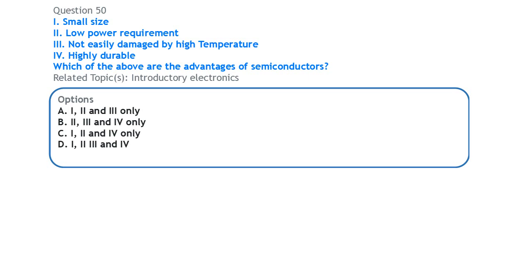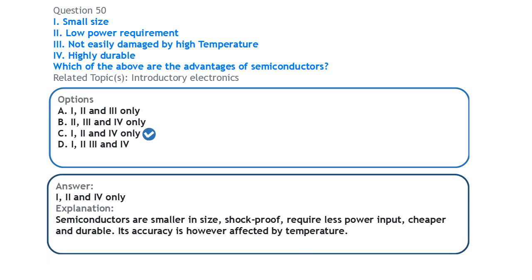Which of the above are advantages of semiconductors? So semiconductors are usually of small size. They require low power input, low power requirements, and they are highly durable. But they can be easily damaged by high temperature. Their accuracy is affected by temperature.